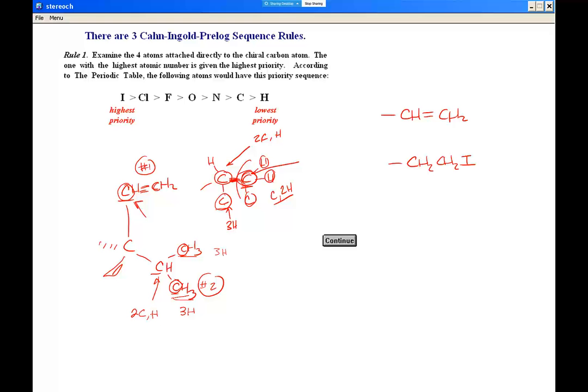So if I had those two groups, C double bond C with the H2, versus a CH2, CH2I, my question is, which one of those two groups has the higher priority, A or B?